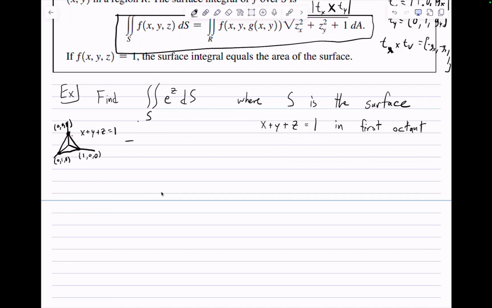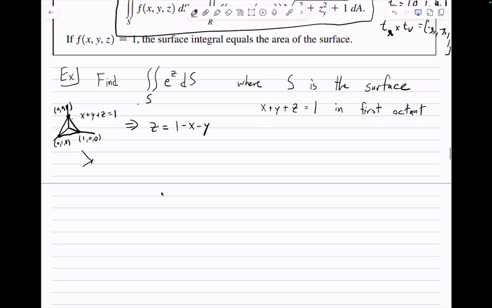So let's first solve for z. So you get z equals 1 minus x minus y. And then I should also look at the projection in the xy plane, because that's going to be the region R we're going to integrate over. And so that will just be a little triangle like that, where that's 1, and this line is just 1 minus x minus y equals 0, or y equals 1 minus x. And so that will be our region R that we're going to integrate over.